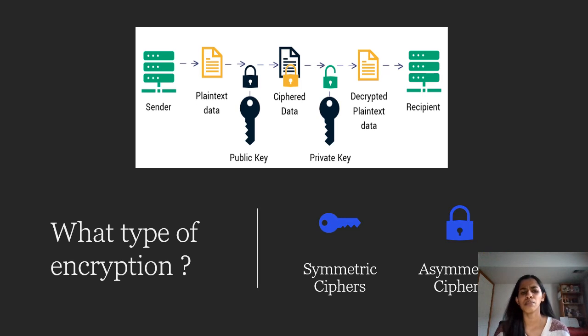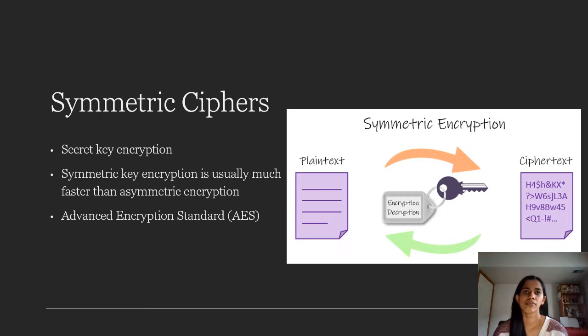And what types of encryption are there? There are two types of encryption. One is symmetric and the other one is asymmetric. Symmetric is also referred to as secret key encryption, and the key is also referred to as a shared key, because the sender will need to share this secret key with the person they plan to send the information to, because that's the only way they can decrypt the message.